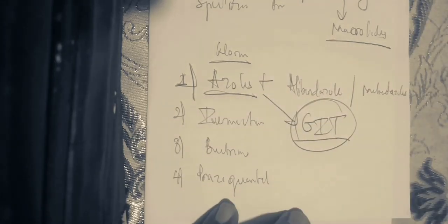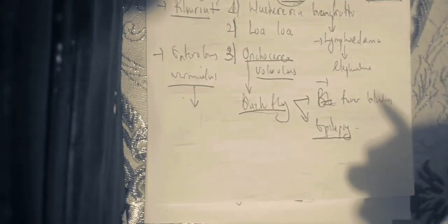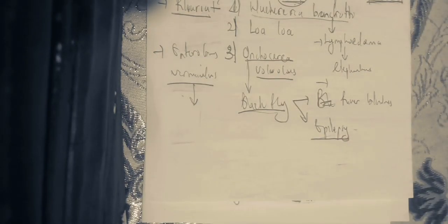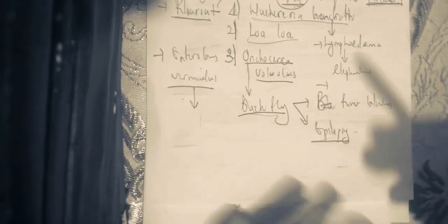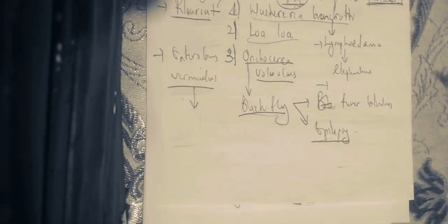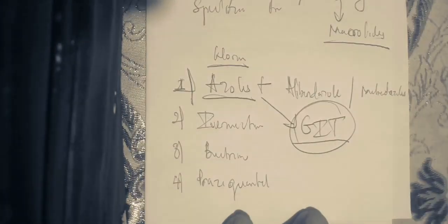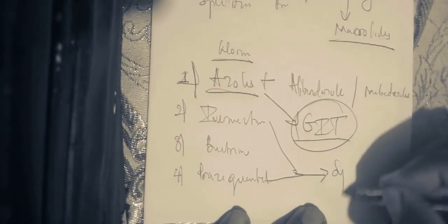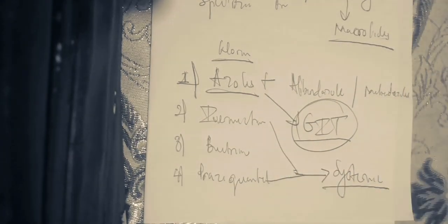Now, the other worms, which are more systemic, include Wuchereria bancrofti, which is located in the lymphatic system. We have Loa loa, which is located in the eyes. We have Onchocerca volvulus, which is located in the central nervous system and the eyes. Is it clear? This type of worm is going to be treated by ivermectin and praziquantel. The worms that have systemic spread, rather than being in the GI tract, are going to be treated by ivermectin and praziquantel.